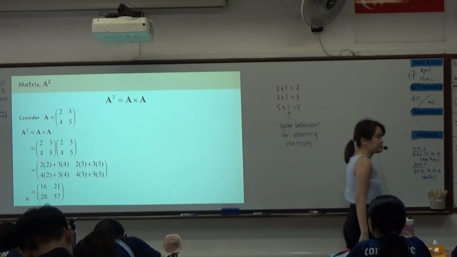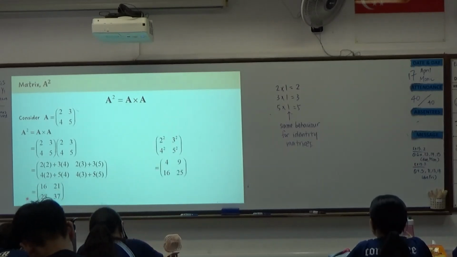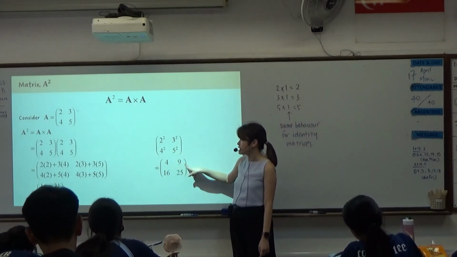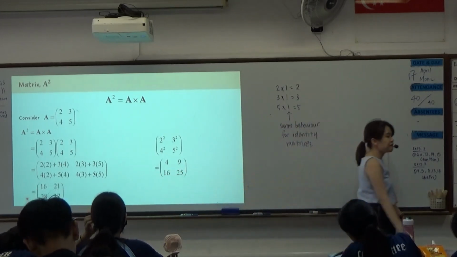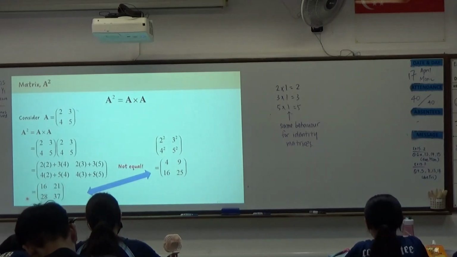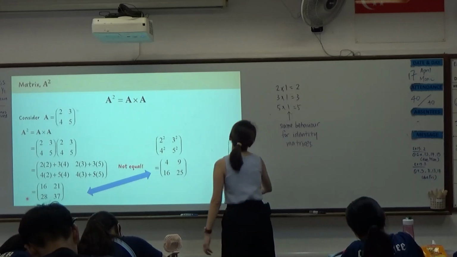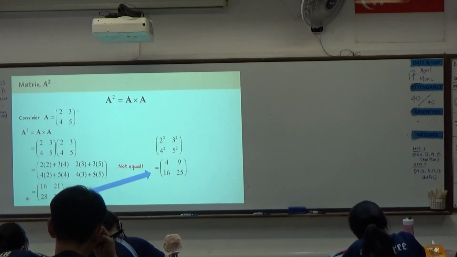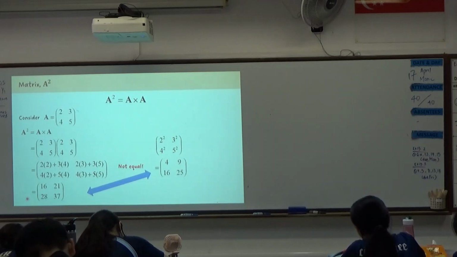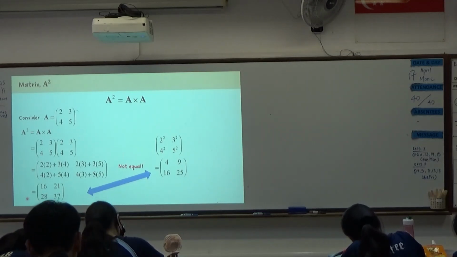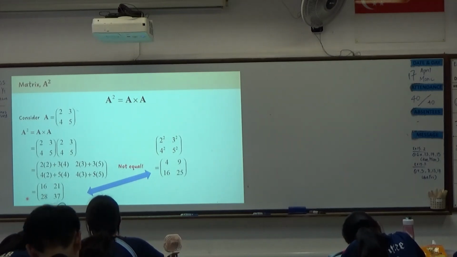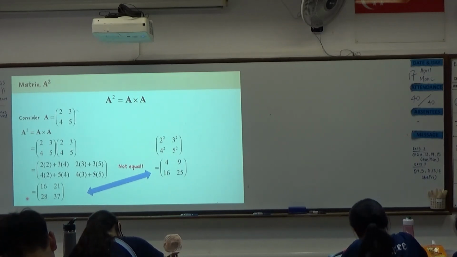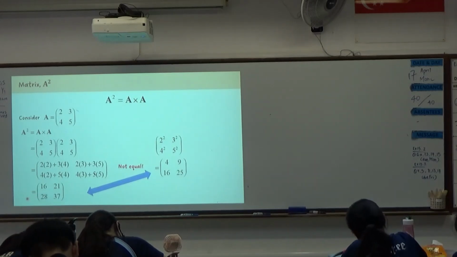A very common mistake that people tend to make is to think that A square means that all the elements square themselves, and that is not true. If you square all the elements, it gives us 4, 9, 16, 25. That is clearly different from the answer through matrix multiplication. So this is a common mistake that people tend to make when they see such notations. Just want to remind everyone about this part.